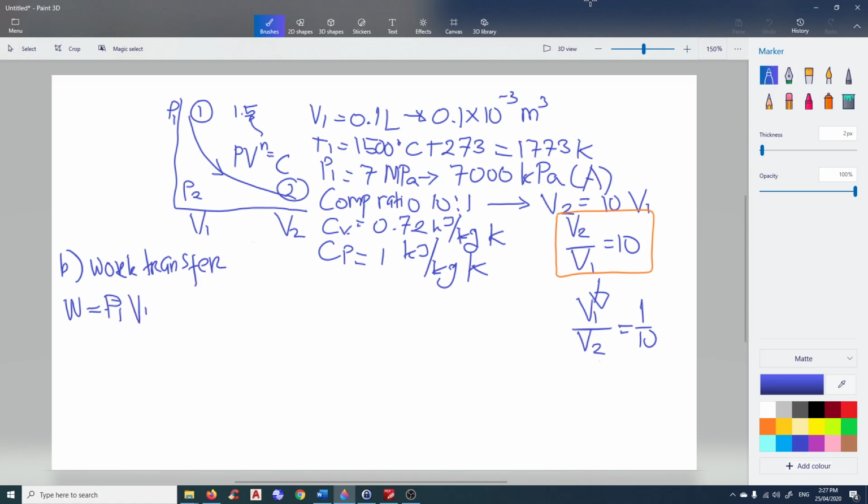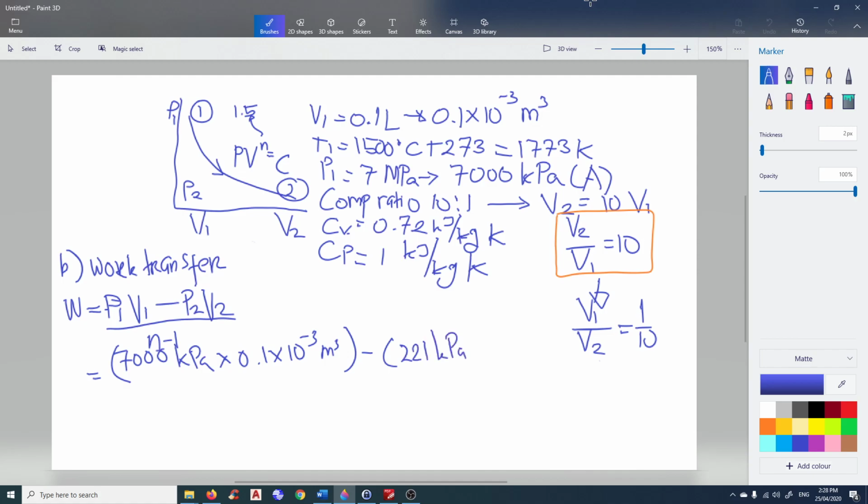According to the formula, work equal to P1 V1 minus P2 V2, divided by n minus 1. We know P1 is 7000 kPa, V1 is 0.1 times 10 to the power negative 3 cubic meters. P2 we calculated before, is 221 kPa. V2, you have to calculate V2. If V2 is 10 times V1 and V1 is 0.1 times 10 to the power negative 3, then V2 is 10 to the power negative 3, isn't it? Cubic meters.